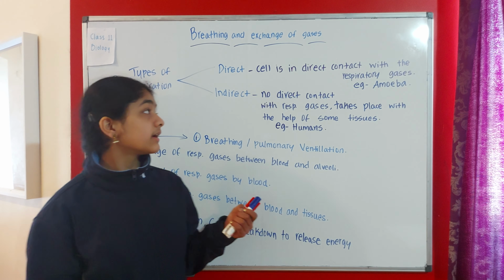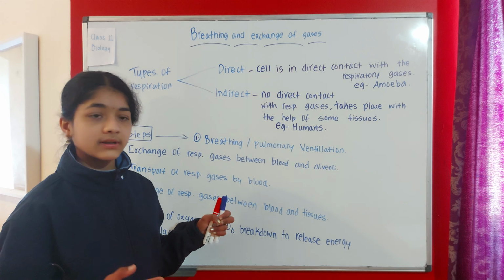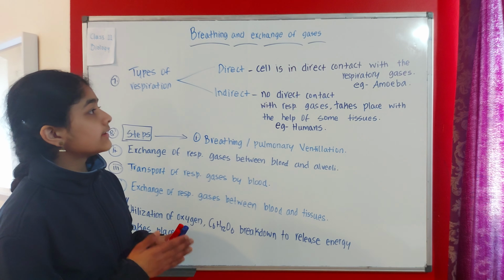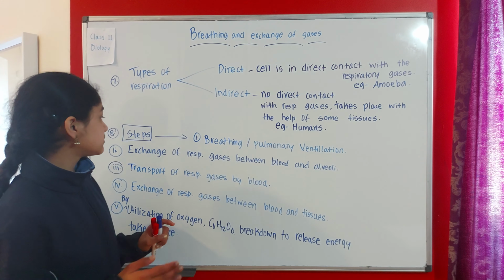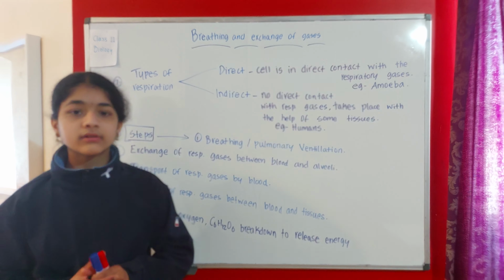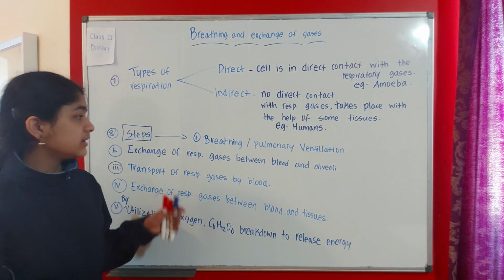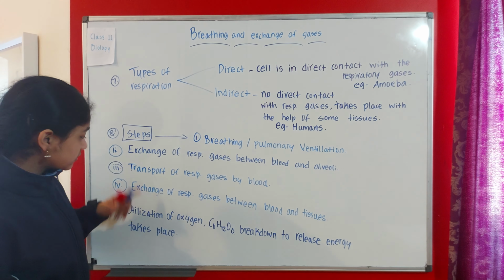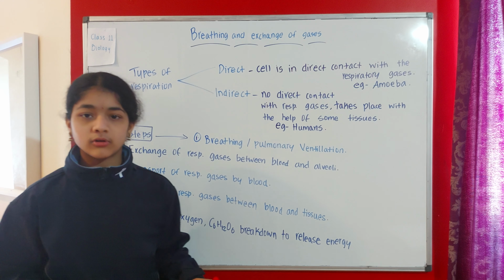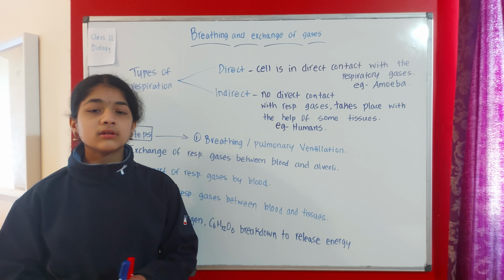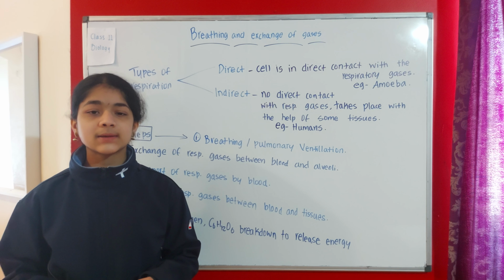Also, we have taken a look at the types of respiration by another criterion, that is the contact between the cell and the respiratory gases. So direct and indirect, by the name itself you can tell this one. And then lastly, we have taken a look at the steps involved in the process of respiration, that is breathing or pulmonary ventilation and so on. So these are the 5 steps which are involved in the respiration process. So this is all about the respiration definition, the types of respiration and the steps involved in it.